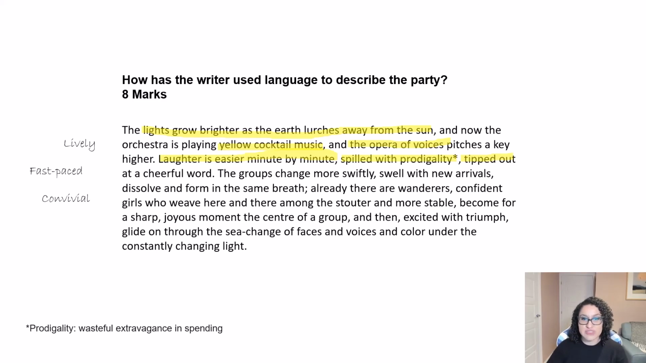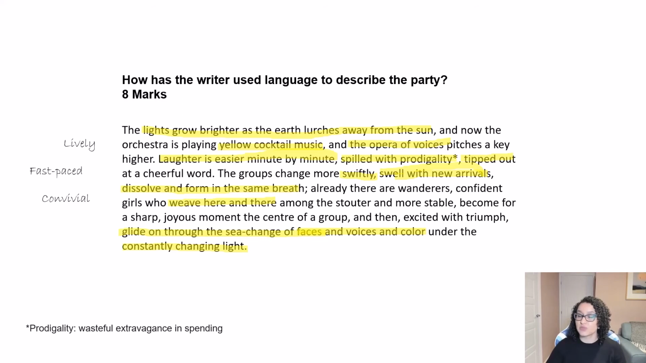The groups change more swiftly, that word choice of swiftly, the metaphor swell with new arrivals, the metaphor dissolve and form in the same breath, the metaphor of girls weaving here and there, the metaphor of gliding through the sea change of faces, the triadic structure of faces and voices and color, the word choice of constantly changing light, but also perhaps the symbolism within light itself. Now, I've just run through those very quickly, but basically that's the kind of thing you want to do, is you want to go on a little technique spotting hunt.